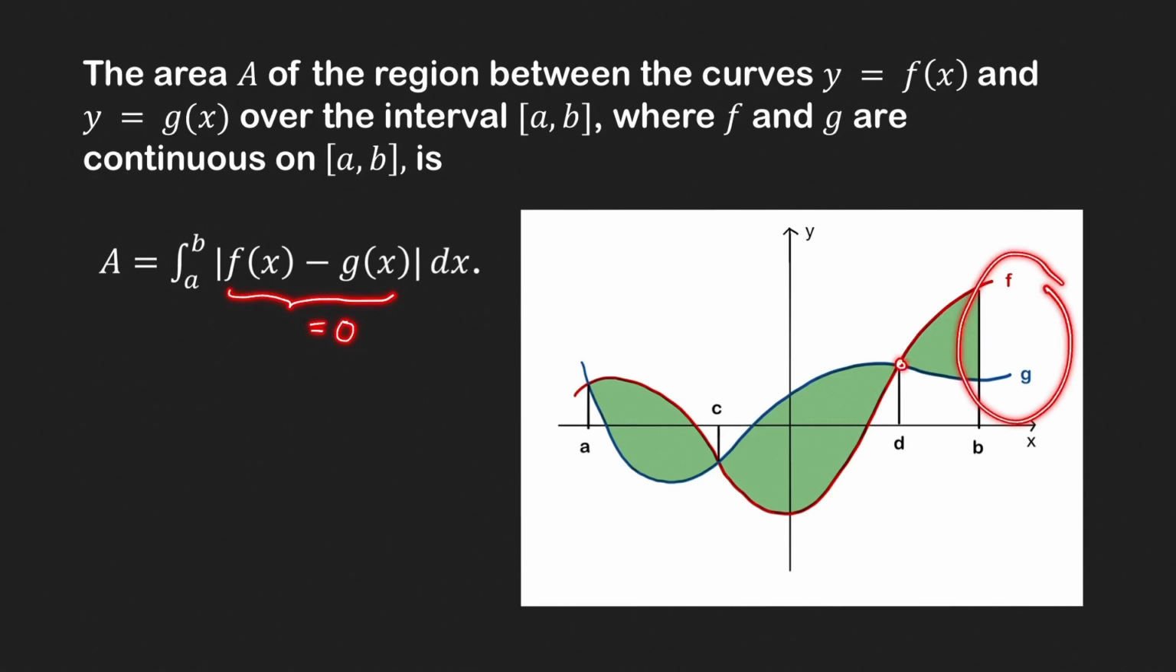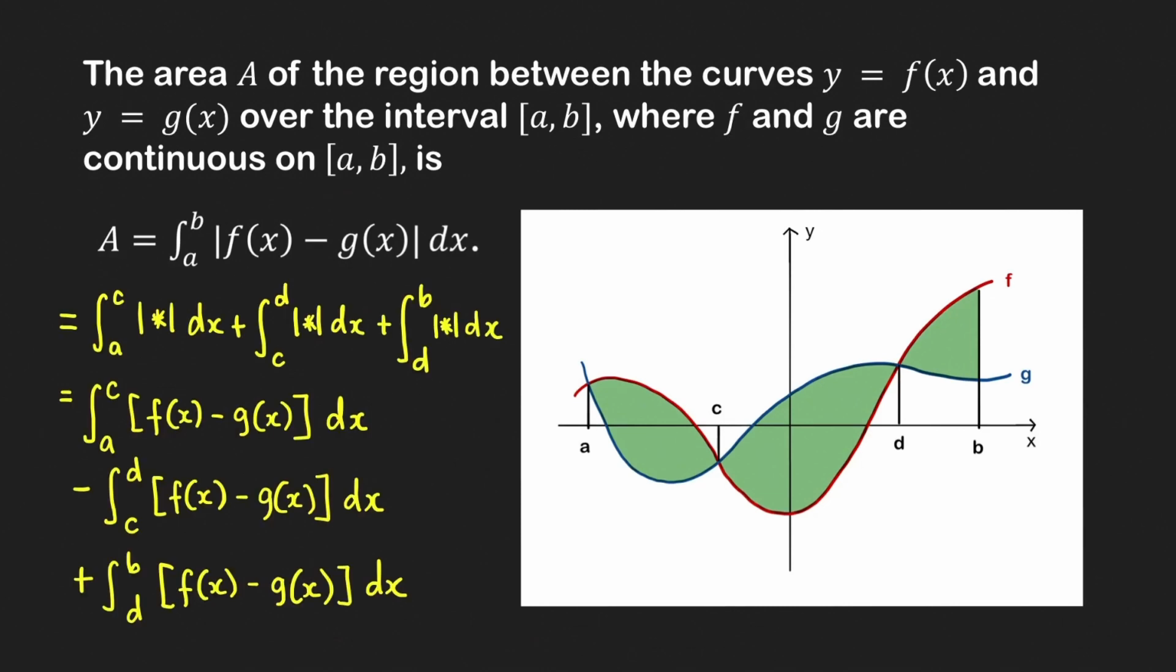So for example, at this point, f of x is equal to g of x, so therefore f of x minus g of x is equal to 0. Also, at this point of intersection, we have f of x minus g of x equal to 0. And here at the left endpoint, we also have f of x minus g of x equal to 0. Now, we use these x coordinates here to divide the closed interval AB. So in this case, we can divide, let's say, this integral from a to b as the integral from a to c plus the integral from c to d and then plus the integral from d to b, using the additive property of the definite integral.